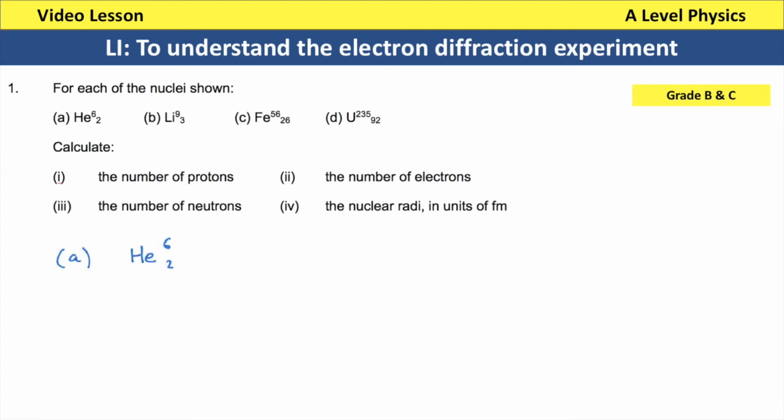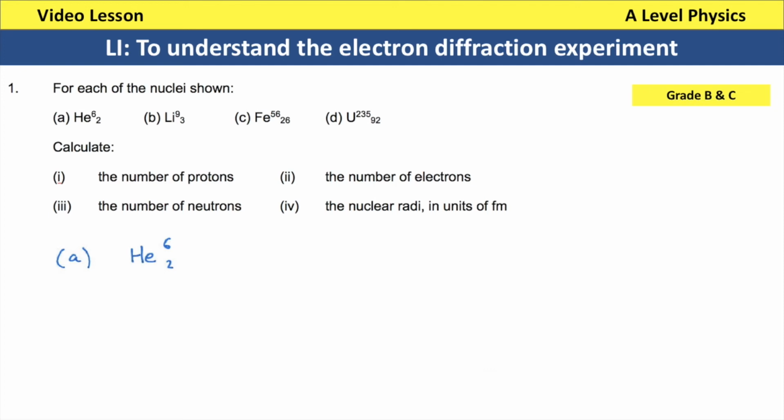Question 1. For each of the nuclei shown, which are helium, lithium, iron and uranium, I want you to calculate the number of protons, number of electrons, number of neutrons and the nuclear radius, giving your answer for nuclear radius in units of femtometers. Pause the video, have a go at all of those questions and then press play to mark your work.